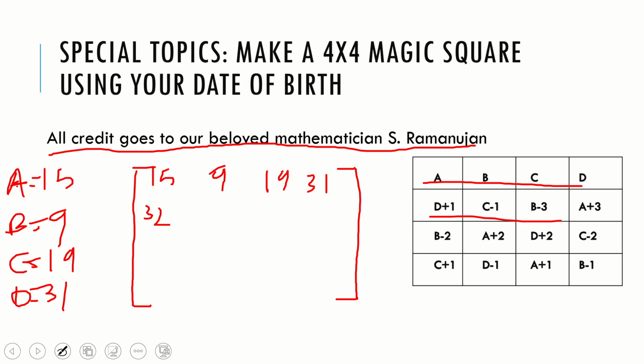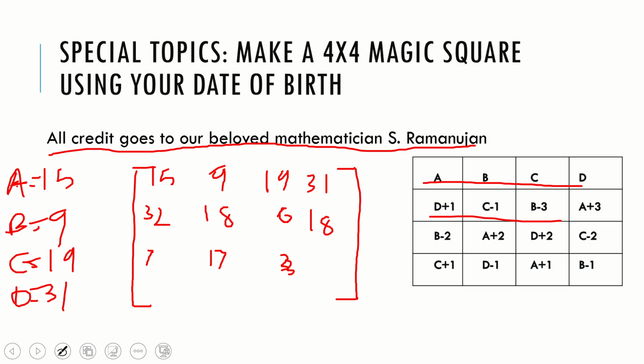C minus 1, C is 19, minus 1, it will come as 18. And B minus 3, it is coming 6. And A plus 3 coming 18. You can do yourself also. And B minus 2 coming 7. And A plus 2 is coming 17. And D plus 2 is coming 33.